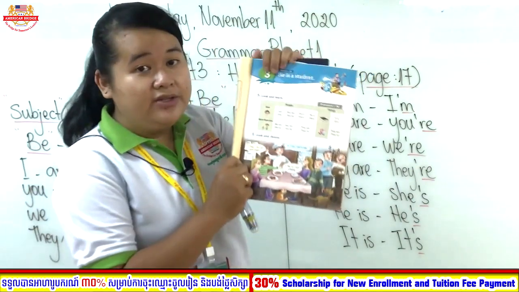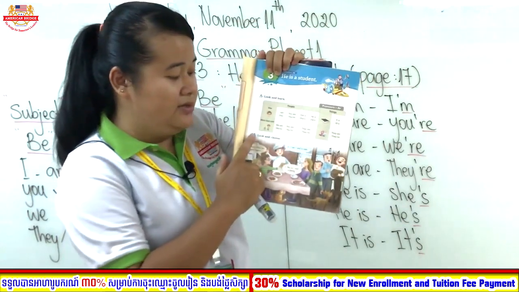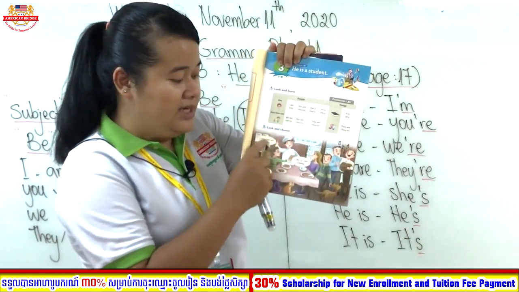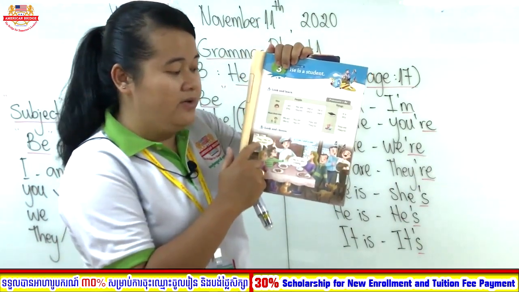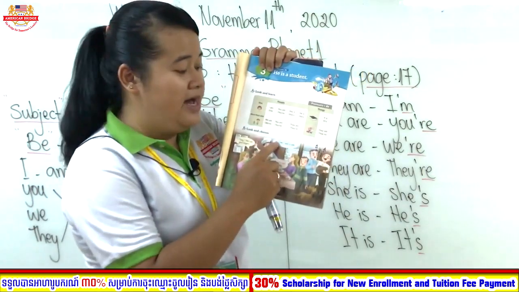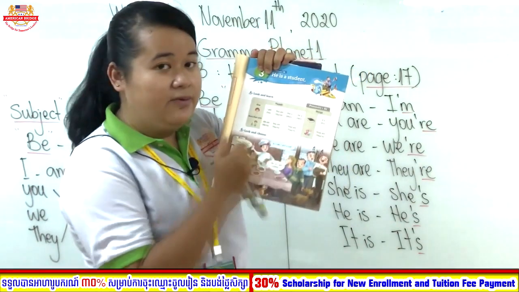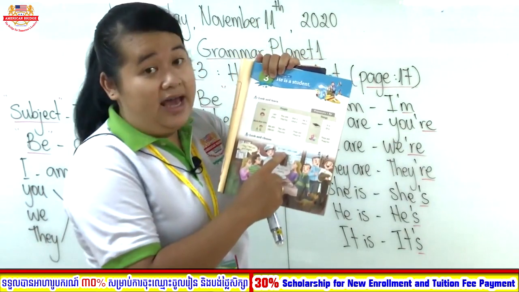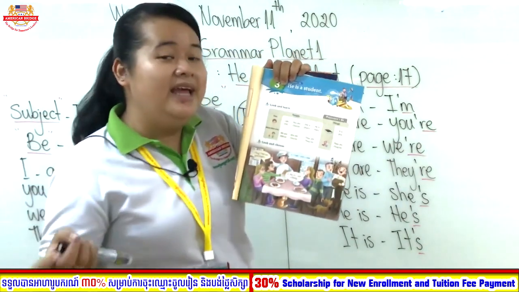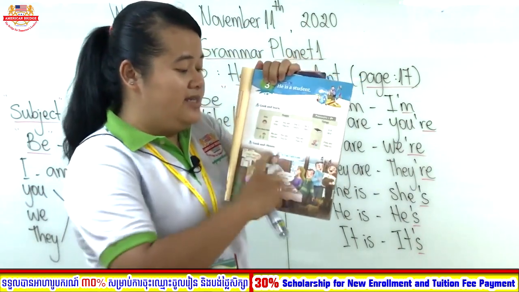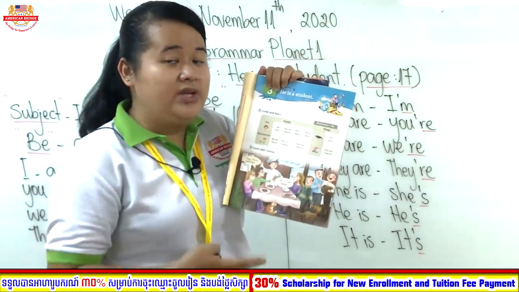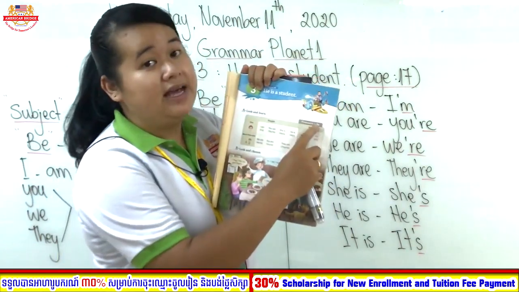Now teacher wants you to practice the exercise here. You need to read the sentence and then choose the correct pronoun, right? And here you need to choose the correct be. For example, I am or I are. Great. The correct one is I am. So you need to circle that one, right? As you know already, I we use with am, right? So here is our practice after you learn our grammar today, pronoun plus be.